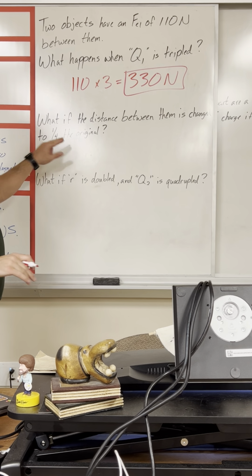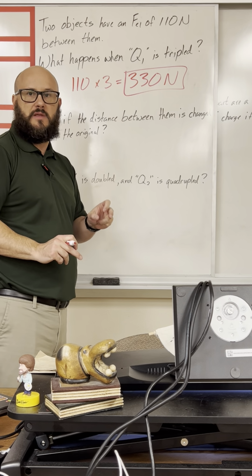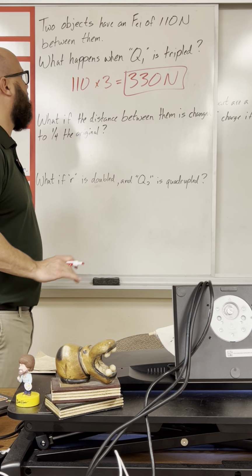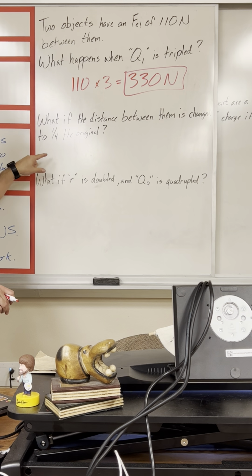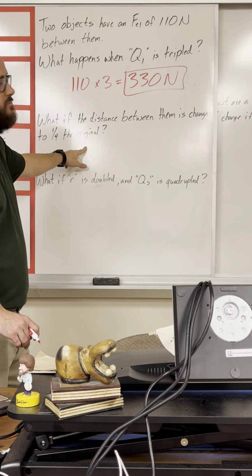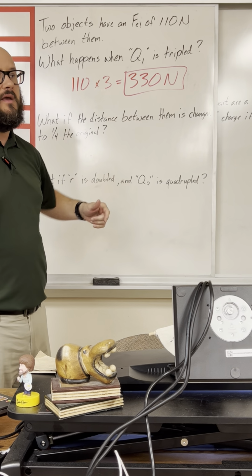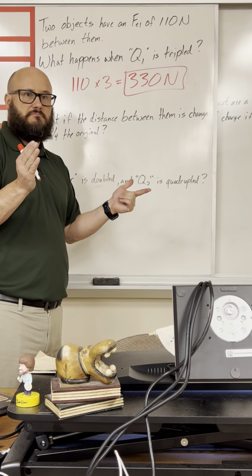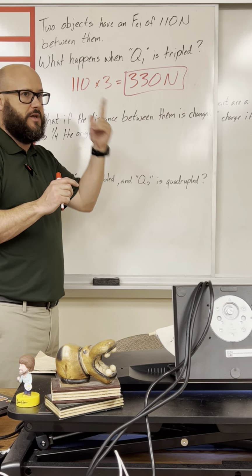What if we did distance? Okay, now distance is in the bottom of our formula, and it's squared. So it's a little bit more tricky than the Q's. What if the distance between them is changed to 1/4 of the original distance? Now think of this before you start rationally. If two things have a certain charge and they get closer, is the force going to go up or down? The force is going to go up.